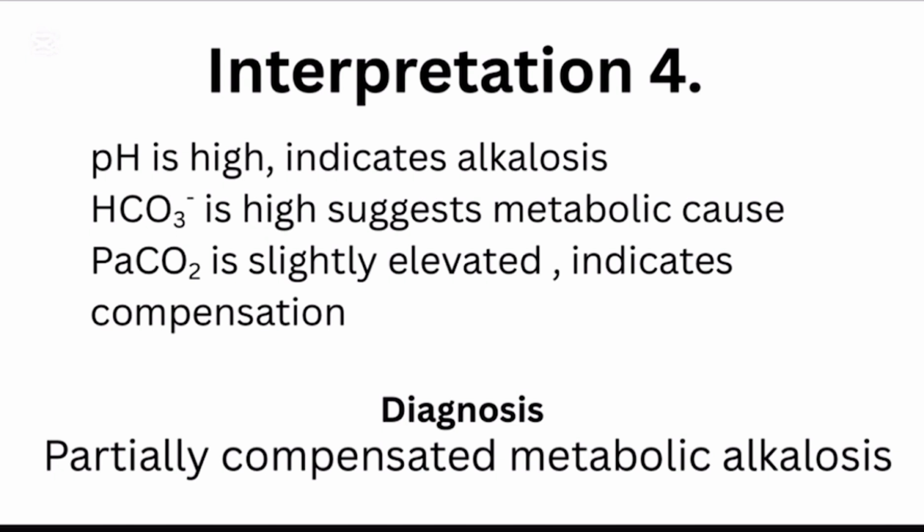Now let's check for compensation. We have seen that the partial pressure of carbon dioxide is slightly elevated. This is to say that her lungs are trying to retain carbon dioxide by reducing the respiratory rate. So in this case, this woman is having partially compensated metabolic alkalosis. This is what happened in this woman's case. The vomiting had led to loss of hydrogen ions, and because there's loss of hydrogen ions, acidity is lost. Therefore, it led to metabolic alkalosis.